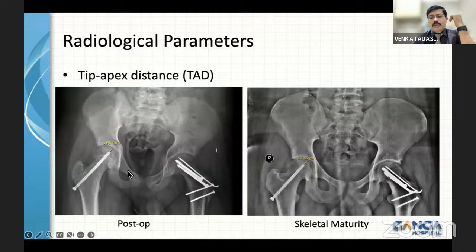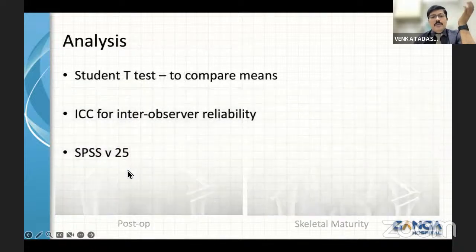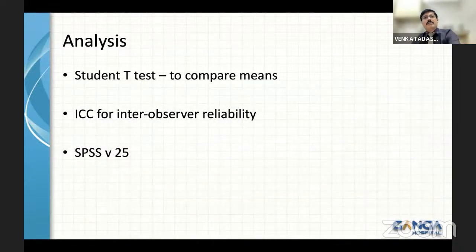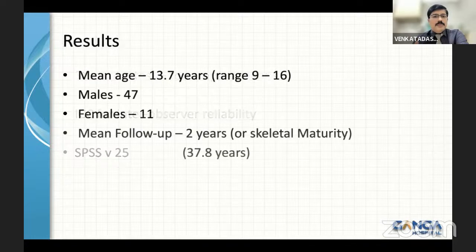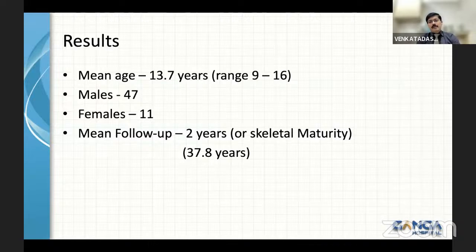So these are all the radiological parameters which we measured. Two different observers measured, and we did an intra-class correlation for inter-observer reliability, and the student t-test was used to compare the means. The mean age in the paper was about 13.7 years, but there was a wide range. The youngest was 9 years and the oldest was 16.